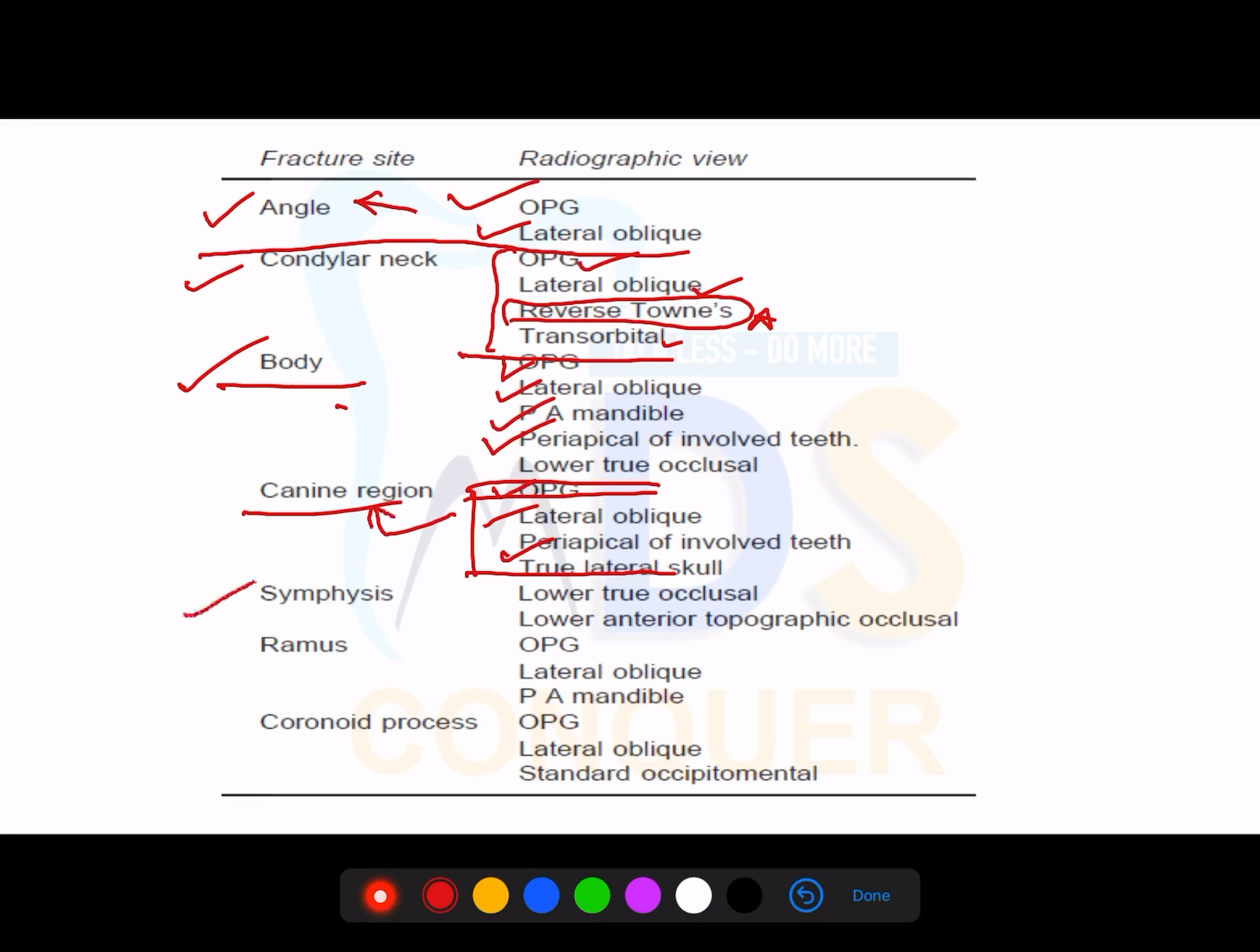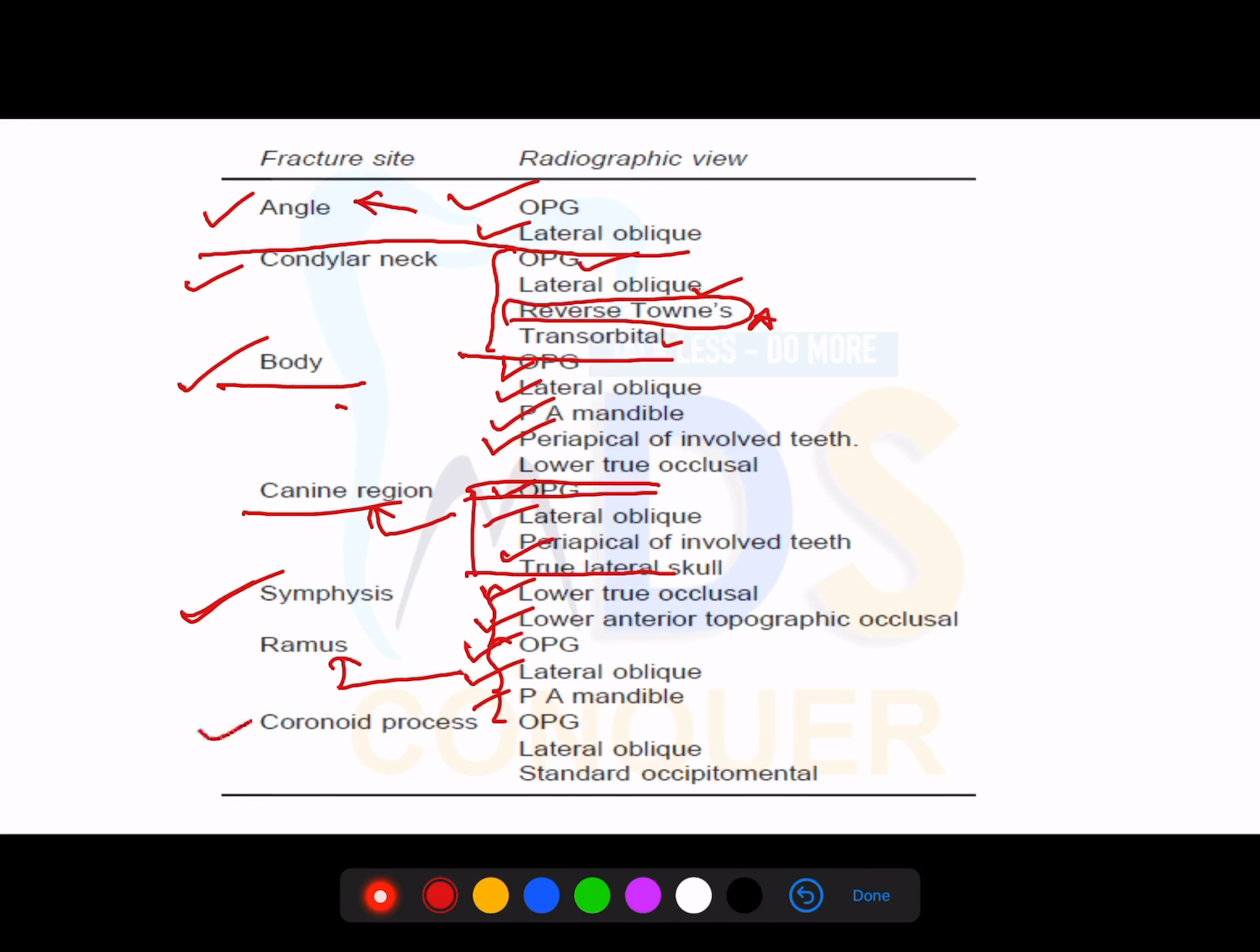And for the symphysis region, that is lower true occlusal and lower anterior topographic occlusal. These two are the important radiographic views for the symphysis region. And for the ramus region: OPG, lateral oblique view and the PA mandible view. These three views are important for evaluating the ramus of the mandible.